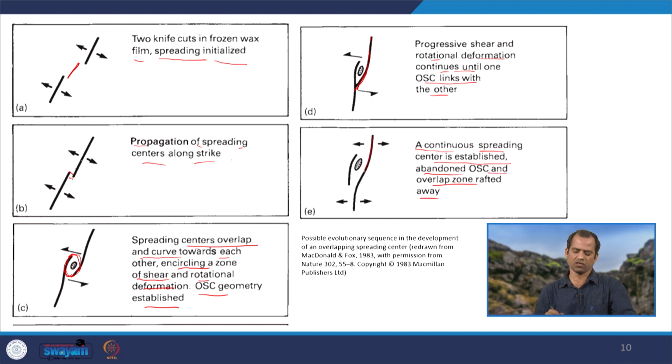So, now you see we have the full fledged ridge developed, and this segment and these overlapping regions, that is the rotated block, these two together are abandoned. So, we have a full fledged oceanic ridge developed here. So, this is the total mechanism of how the OCS is developed and how different segments of the OCS join and rejoin and how the rest is abandoned.